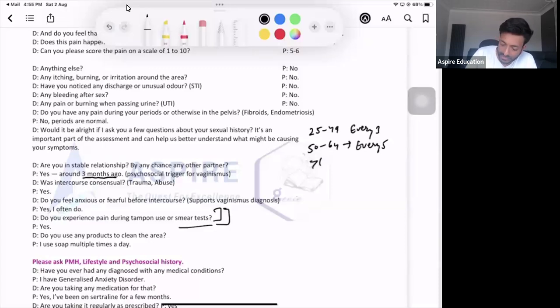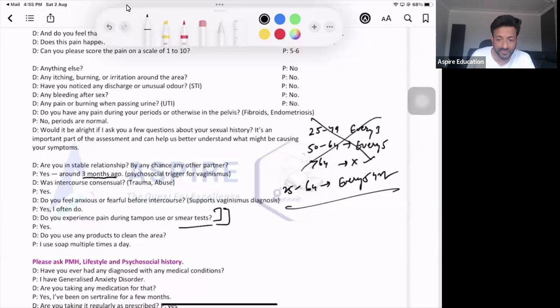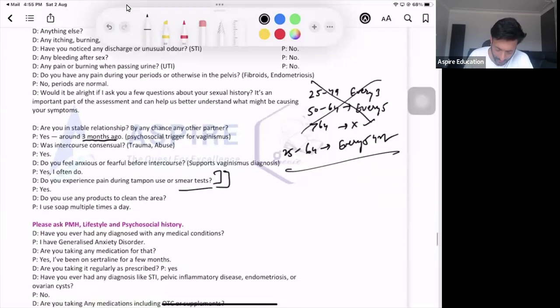And then more than 64, we were not doing it. We were only doing it if there were any abnormal results previously. But these are now old guidelines. The new guideline says from 25 to 64, every 5 years it will be done. Every 5 years. So that's the new one, right? So just remember, you might need it in any other scenario.